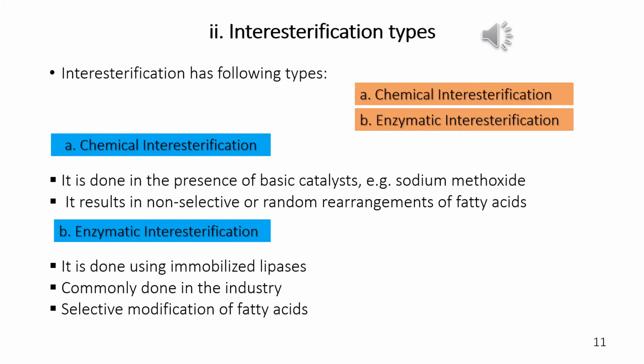Interesterification has following types. First is chemical interesterification. Second is enzymatic interesterification. What is chemical interesterification? It is done in the presence of basic catalysts, for example, sodium methoxide, and results in non-selective or random arrangement of fatty acids. The enzymatic interesterification is opposite of chemical interesterification. It is done by using the immobilized lipases. It is commonly used in industries and results in selective modification of fatty acids.